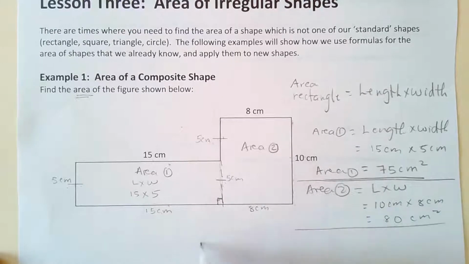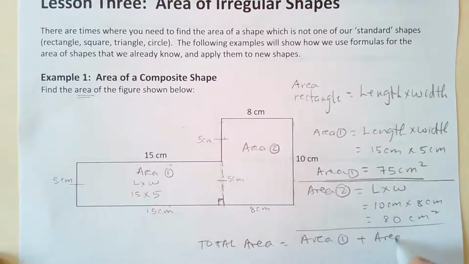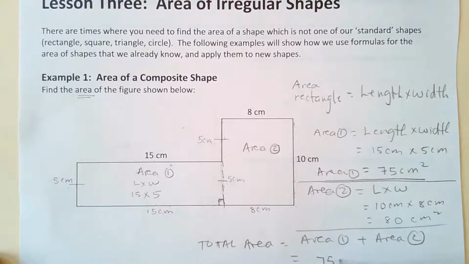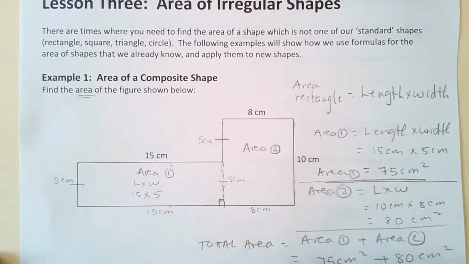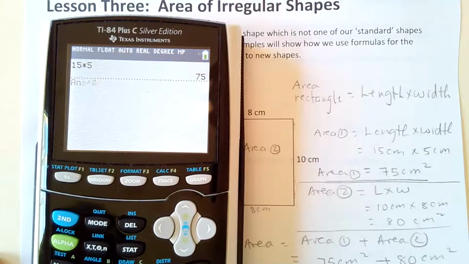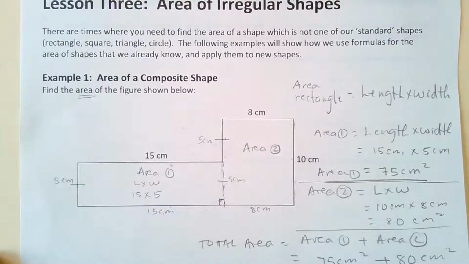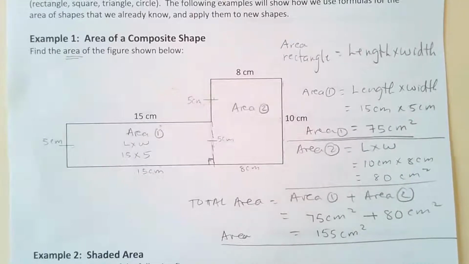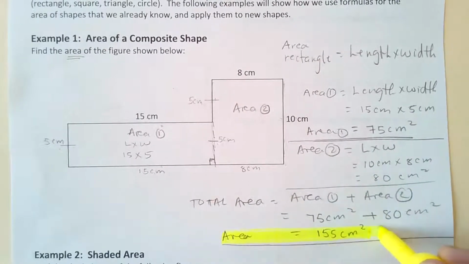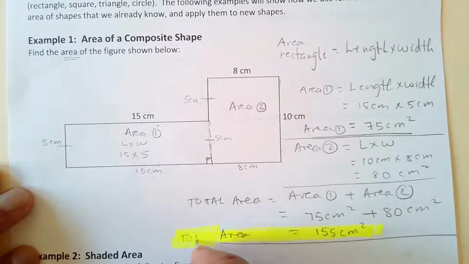Total area is area 1 plus area 2. Now, area 1 is 75 square centimeters, and area 2 is 80 square centimeters. So the total area, I'll calculate here, 75 plus 80 gives me 155 square centimeters. So total area.